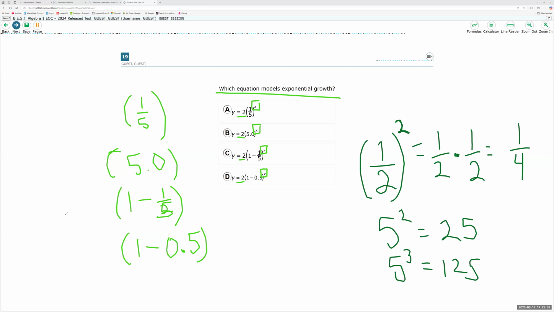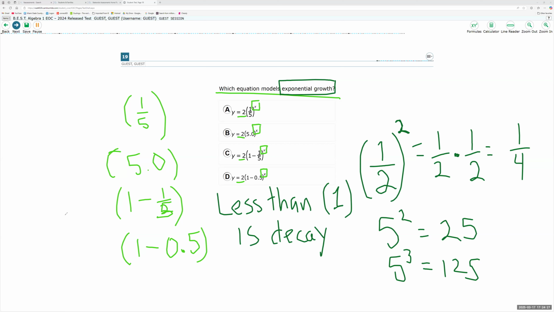So the only one that models exponential growth is when the number in the parentheses is greater than 1, or perhaps even 1. The point is, you cannot be less than 1. If it's less than 1, it's decay. So let me write that: less than 1 inside parentheses is decay, not growth. Okay, pause your video. We're going to do one more for 20. This is good for one video, but we cover a lot of ground at once, I should say.